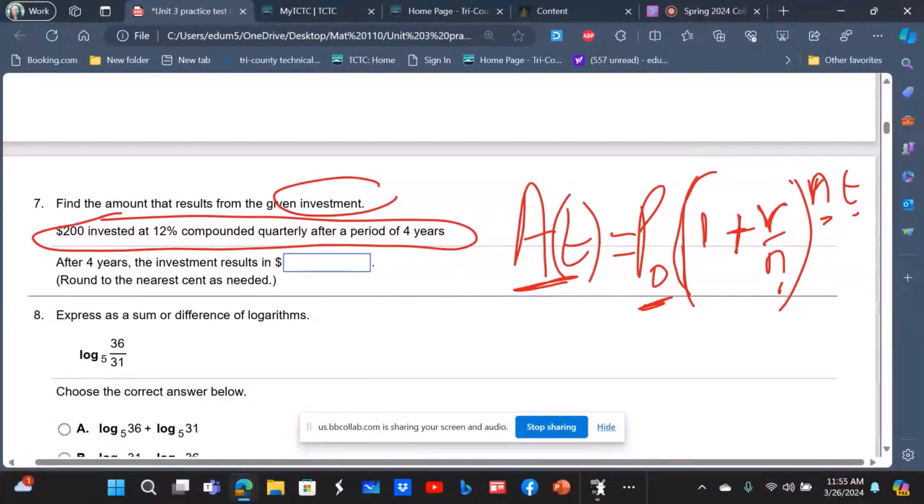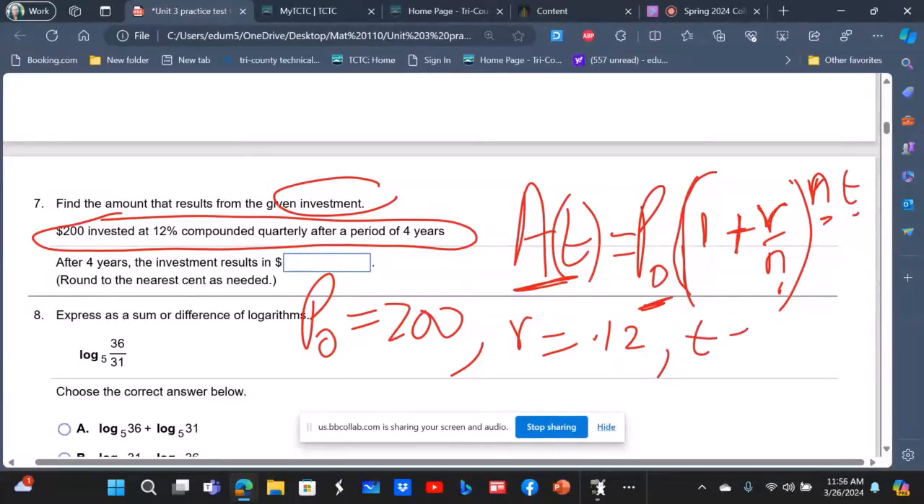Okay, so I know that the present value is $200. The rate is 12%, 0.12. Rate must always be in decimal. I'm given the time. Time is 4 years. So what am I solving for? That is the question you will ask yourself. What am I told to solve for? Because you cannot start solving without knowing what you're told to solve for. So I am told to find the future value, A, the amount after 4 years.